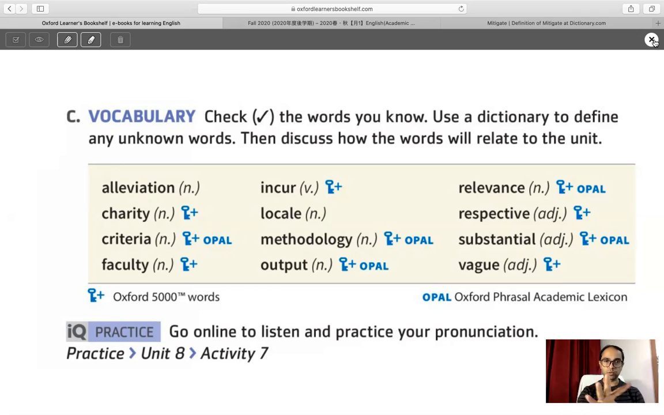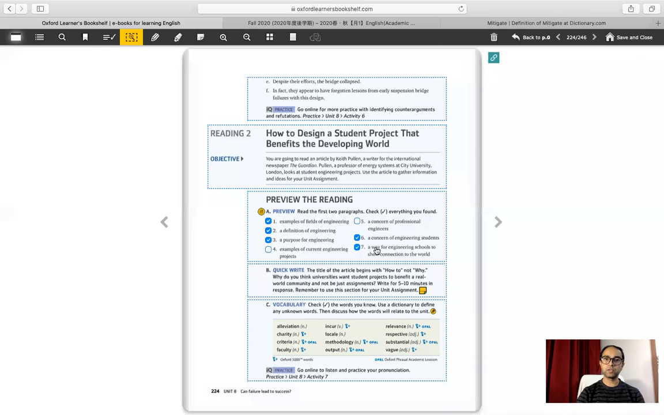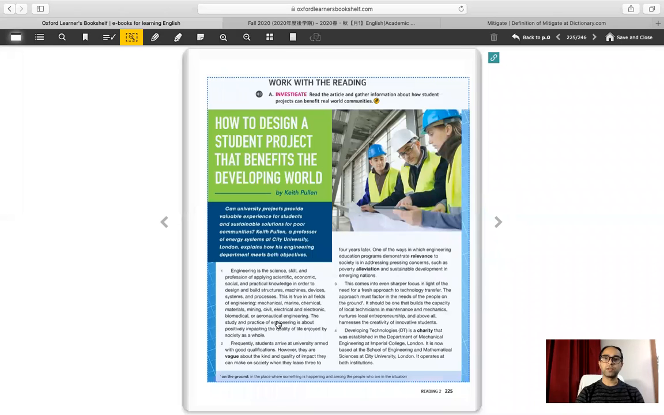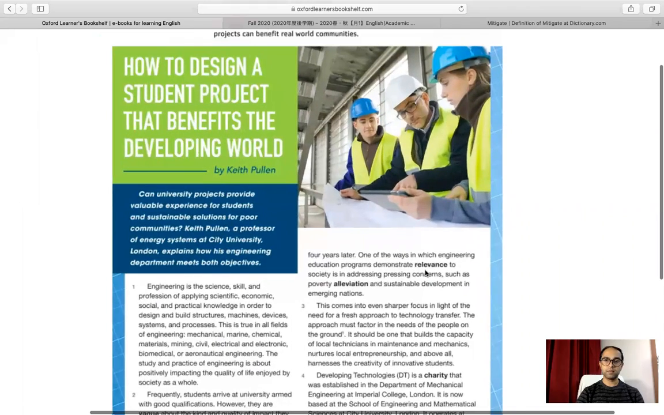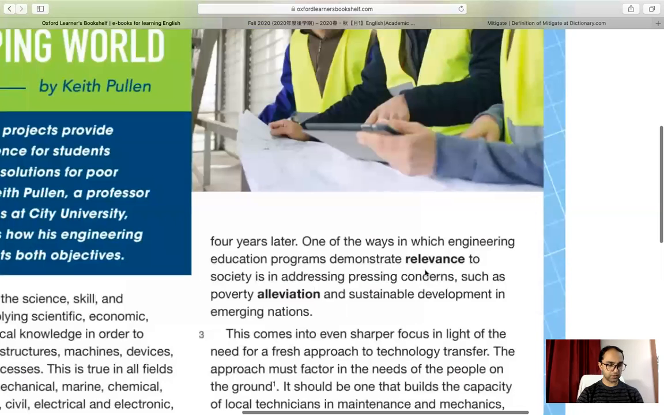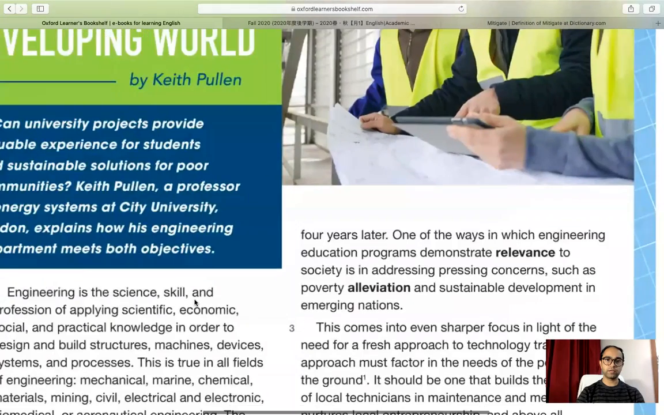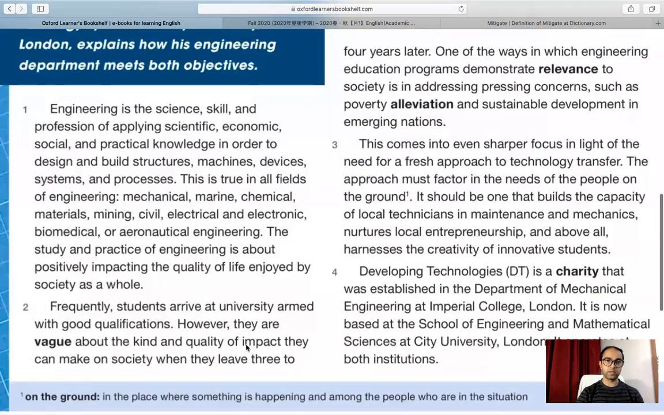Today I want to discuss the words from the context of the reading. So where do you find the words? If you look at the paragraphs, the words in bold are related to the vocabulary. First, let's see if we find something here. Vague, okay? However, they are vague about the kind and quality of impact they can make on society when they leave 3 to 4 years later. Vague is not clear, okay? Something that's not clear is vague.